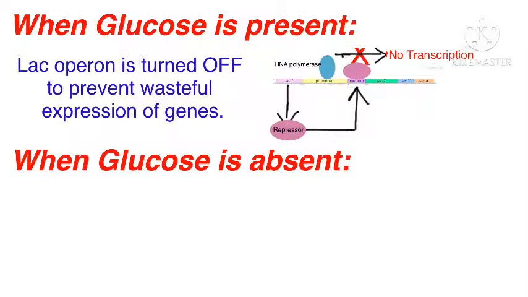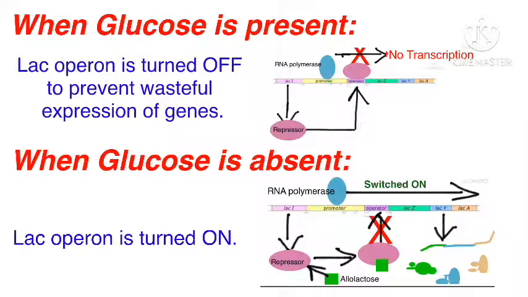On the other hand, when glucose is absent and lactose is present, the Lac Operon is turned on and there is a high level of transcription of the Lac genes to utilize lactose.